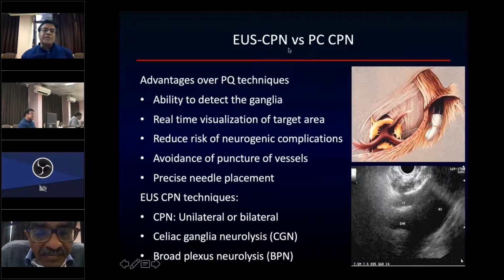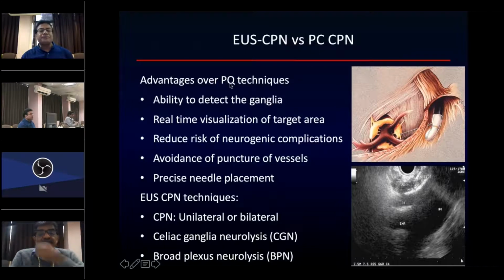So EUS-guided CPN versus a percutaneous CPN. What are the distinct advantages of EUS-guided CPN? One is the ability to detect the ganglion. On EUS, you can identify the ganglion, not seen in this particular image. Other advantages are real-time visualization of the target area, reduced risk of neurogenic complications, avoidance of puncture of vessels as we are able to apply Doppler and see, and you target the needle precisely.